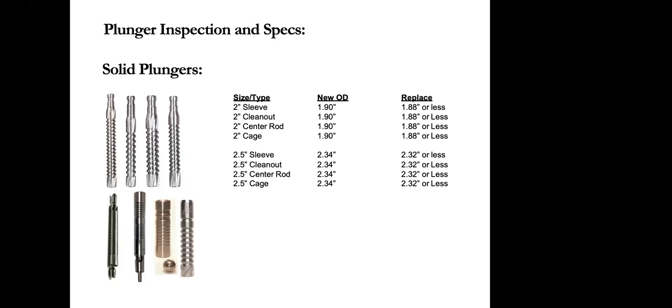Plunger inspection and specs. What we're looking for as far as OD wear on these plungers when it comes to solid type plungers, whether it be bar stocks or bypasses that have that solid turbulent seal mechanism. These come new in 2-inch versions or 2 3/8 at 1.900 OD typically. You probably need to start looking to replace those at 1.88 or less, because you'll start to lose some efficiency. You'll start to see your production numbers falling off a little bit. And then eventually, if it gets depleted too much, that plunger could stall, and it's going to be hard to get that thing back to surface.